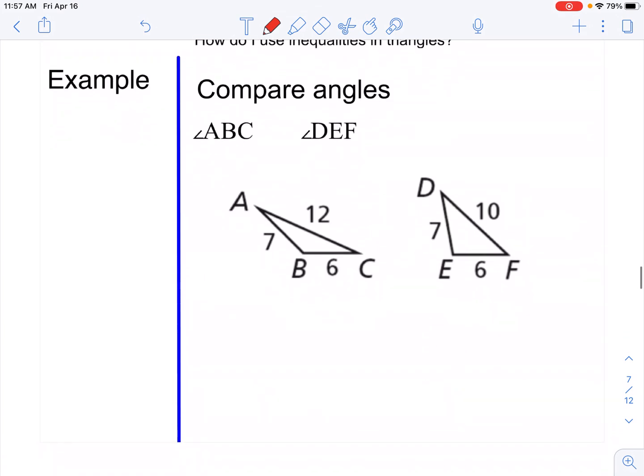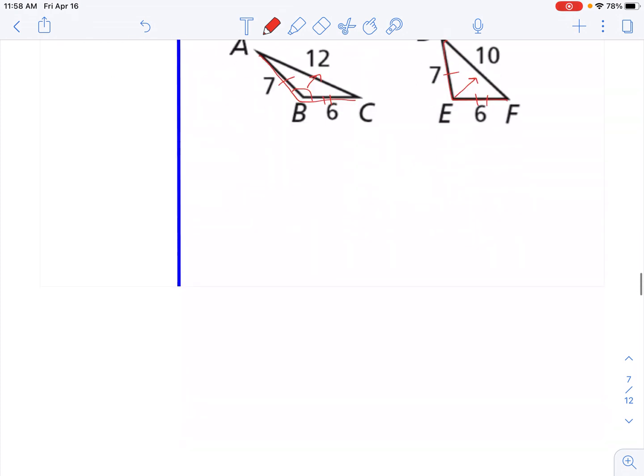It also works if the triangles are not attached. In fact, I think this is a little bit easier. We have two sides of one triangle congruent to two sides of another. Angle ABC is opposite 12, and angle DEF is opposite 10. Since 12 is greater than 10, angle ABC is greater than DEF.